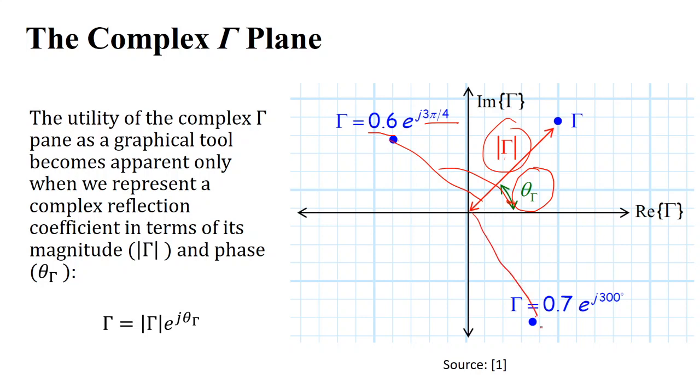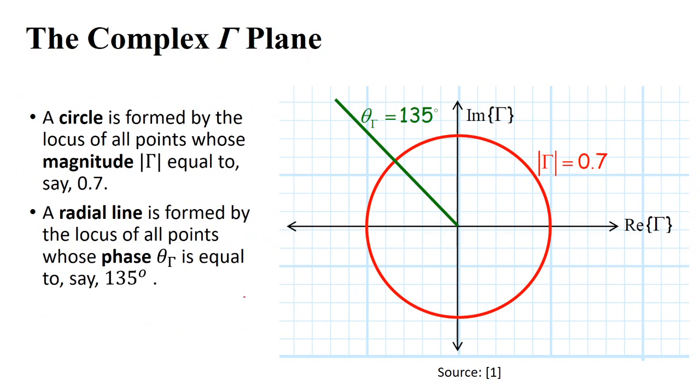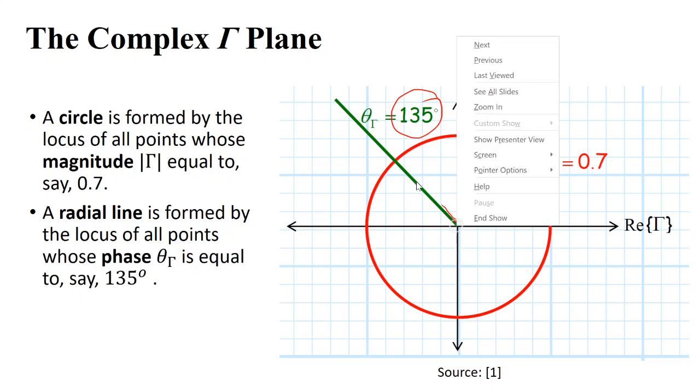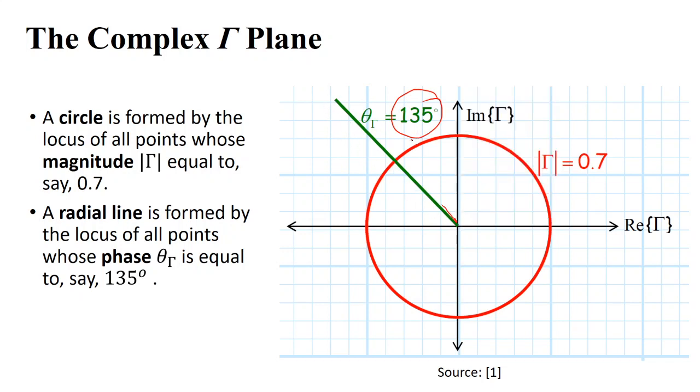Similarly, for this one, if you join here, this angle is 300 degrees, or you can write minus 60 degrees, and the magnitude is 0.7. So we show the reflection coefficient in terms of magnitude and phase. Now, if the phase is constant, then for different values of magnitude the reflection coefficient will map to this constant straight line. As the magnitude is always positive, it will start from the origin and the magnitude may go from 0 to infinity.